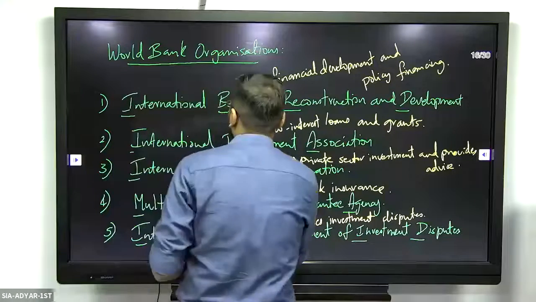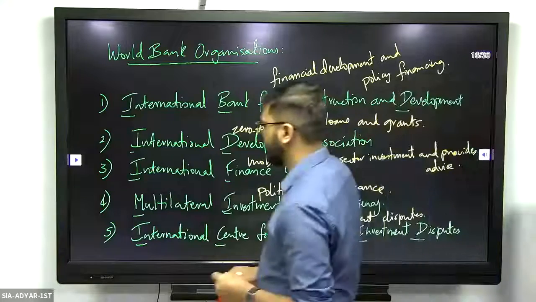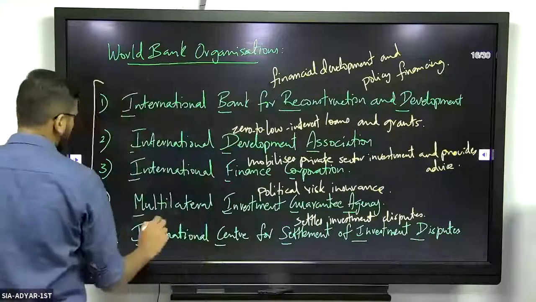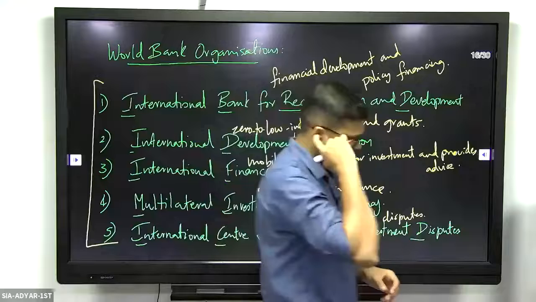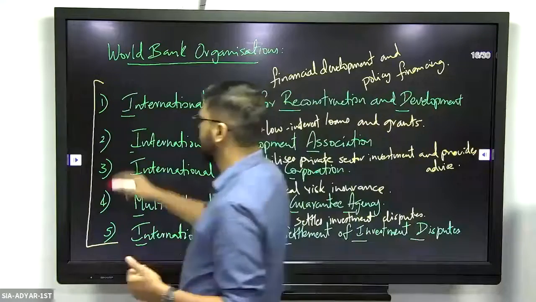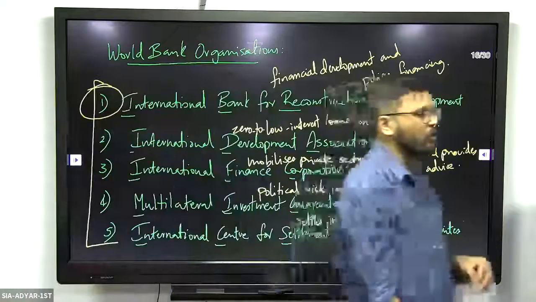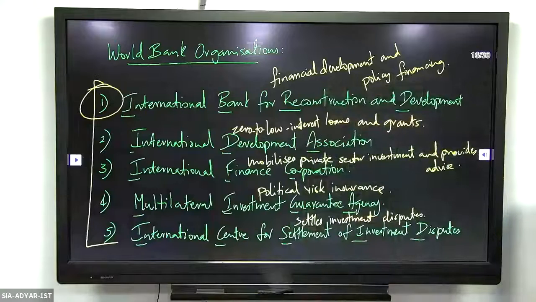These 5 organizations together is what is referred to as the World Bank Group of Organizations. None of these organizations are actually called by the name World Bank, but if at all someone refers to an organization as World Bank, it is this. The first organization is what is colloquially referred to as the World Bank.